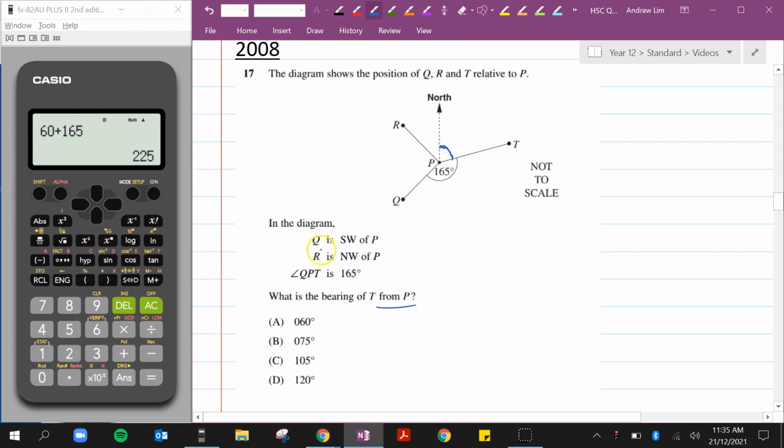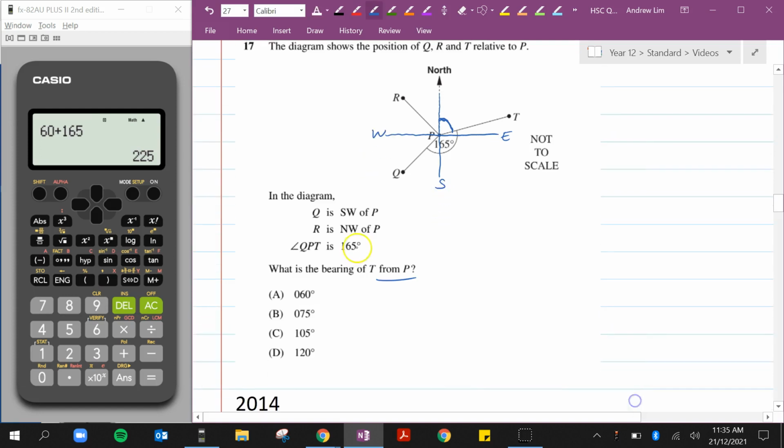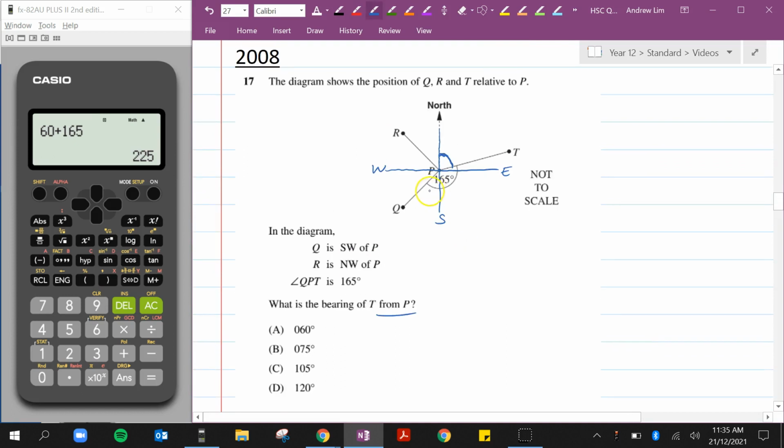Let's have a look at this information again. Q is southwest of P, so I might just draw this in here on my compass rose. Because Q is southwest of P, that means that this angle here has to be 45 degrees. And because R is northwest of P, that means this angle here has to be 45 as well. So are these. That's 45. And this is 45.